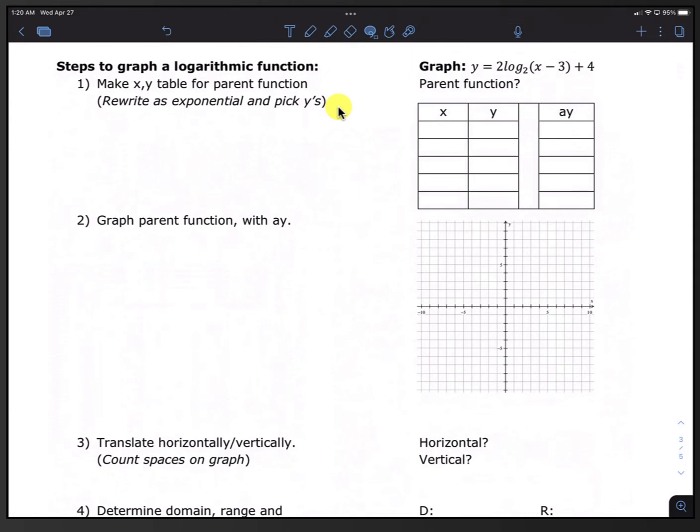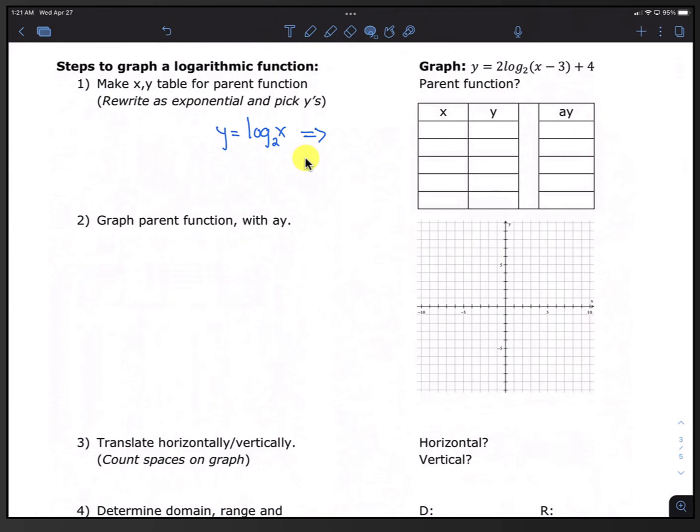All right, now we get into graphing logs. We've talked about this before, but let me remind you. When you're graphing logs, first you want to write it in its parent function. So here we have 2 log base 2 of (x minus 3) plus 4. The parent function would just be y equals log base 2 of x. So log base 2 of x is our parent.